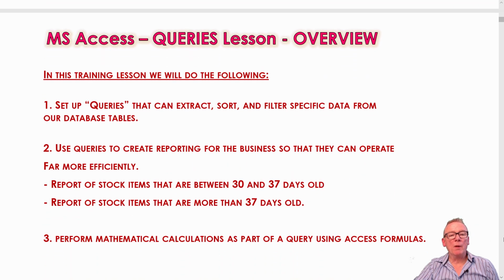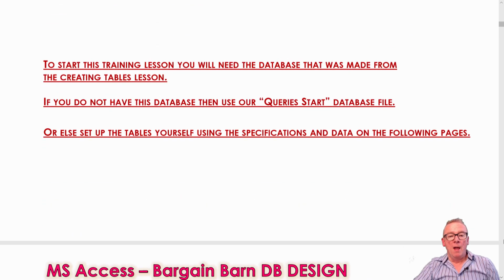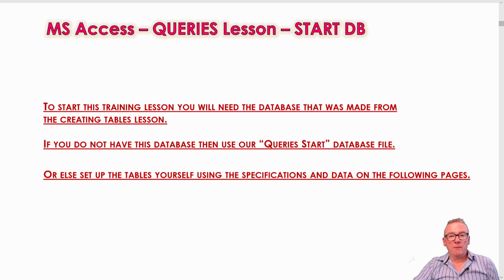All right, now what we're going to be doing in this lesson is we're going to set up queries to extract, sort, and filter data out of a database. This will be the Passy's Bargain Barn database that we've been using for the other lessons, but you could equally do it with your own database. We're going to be getting date reporting to find out items which are old stock items, and we'll be doing mathematical calculations as well and showing how to do them, including doing totals calculations, which will be interesting. Okay, we really recommend you get our start database and follow along with the lesson of the guidebook. That's probably the easiest way to do it.